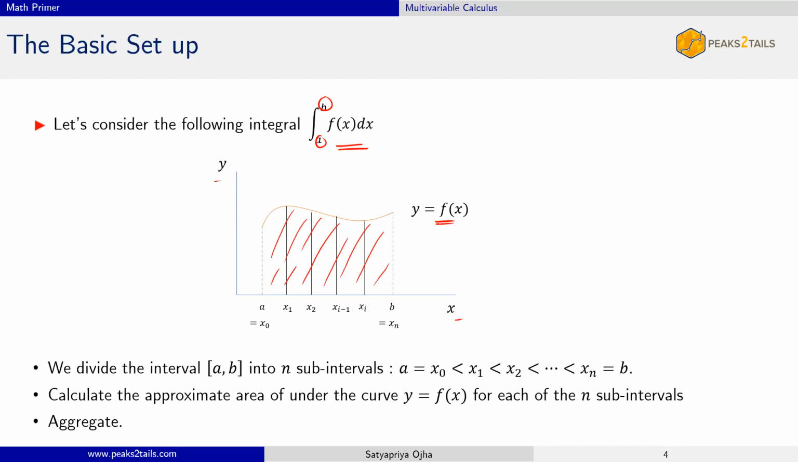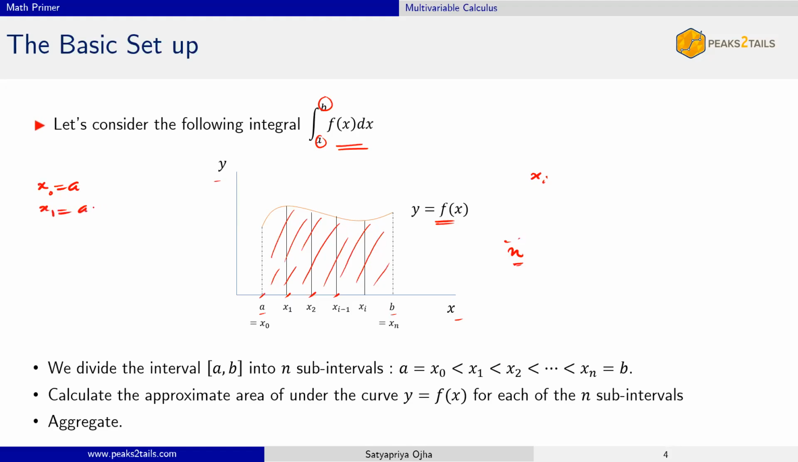Okay. So what we need to do is divide this segment A to B into n subintervals. Now I will label all these points on the x-axis as xi, starting with the first one, which is A. So the master interval is A to B, I have divided it into n subintervals, and my x0 is A.